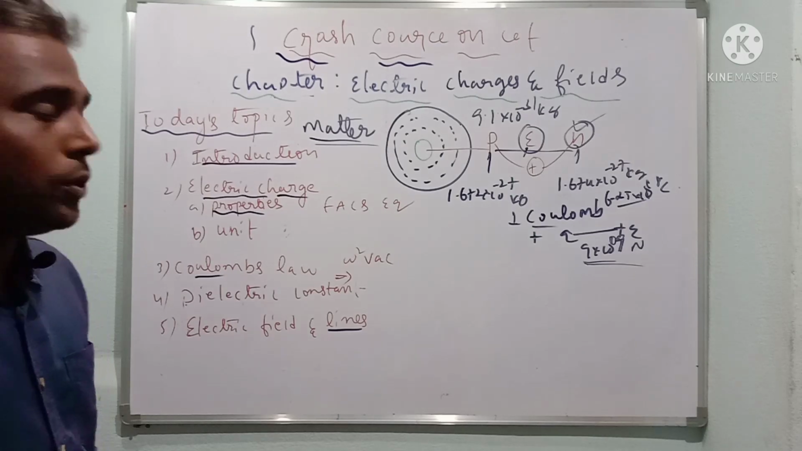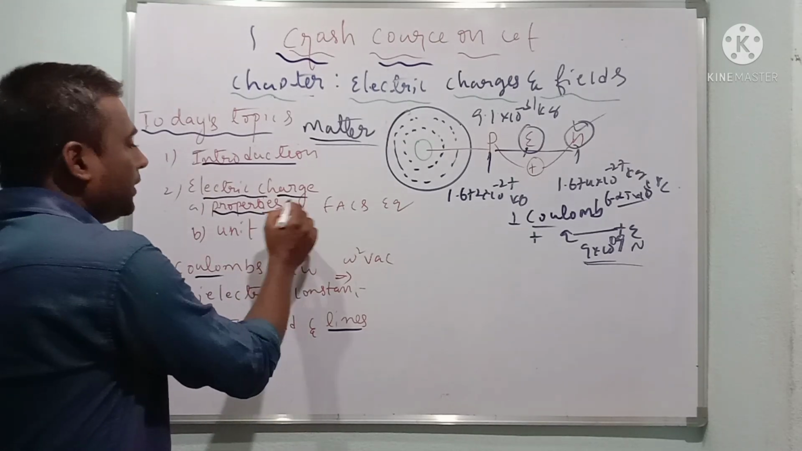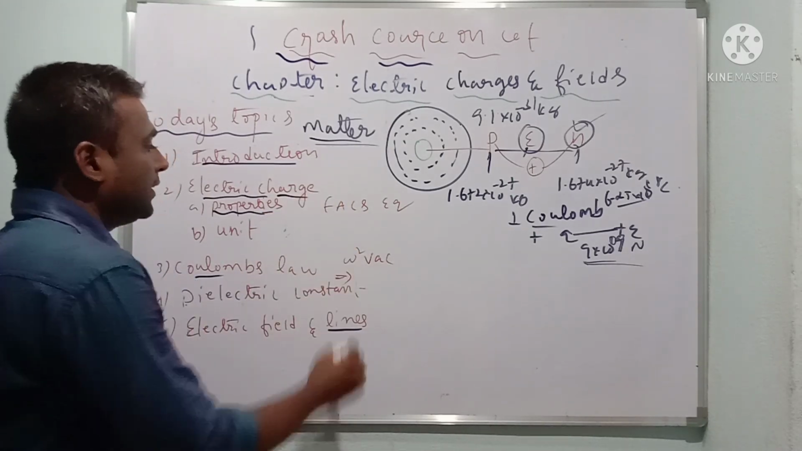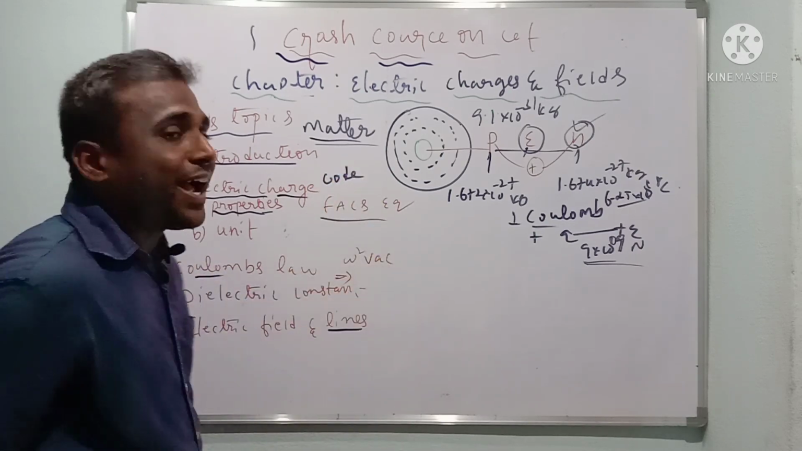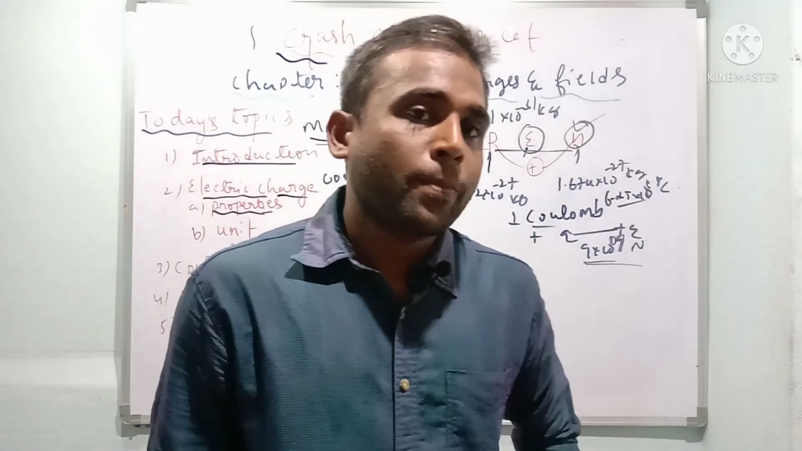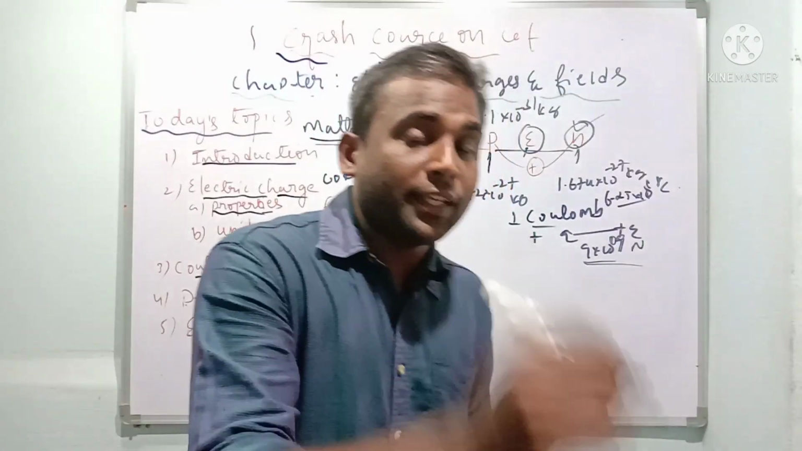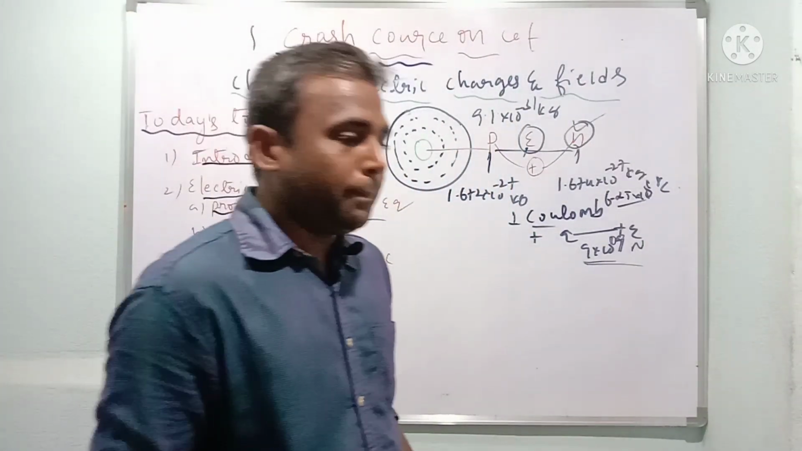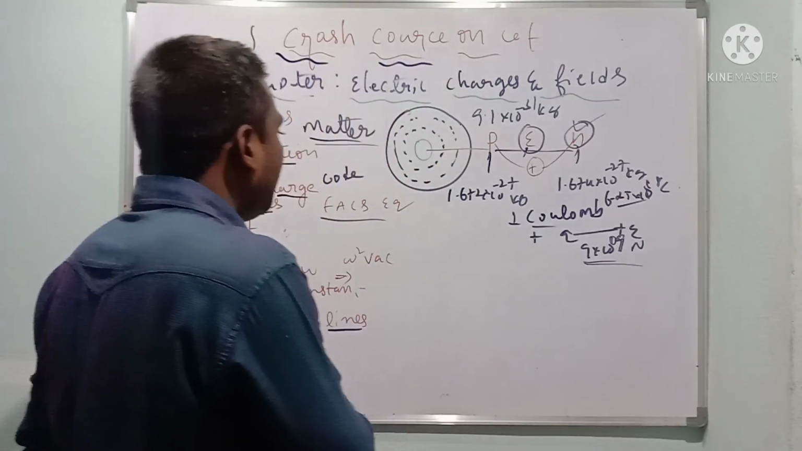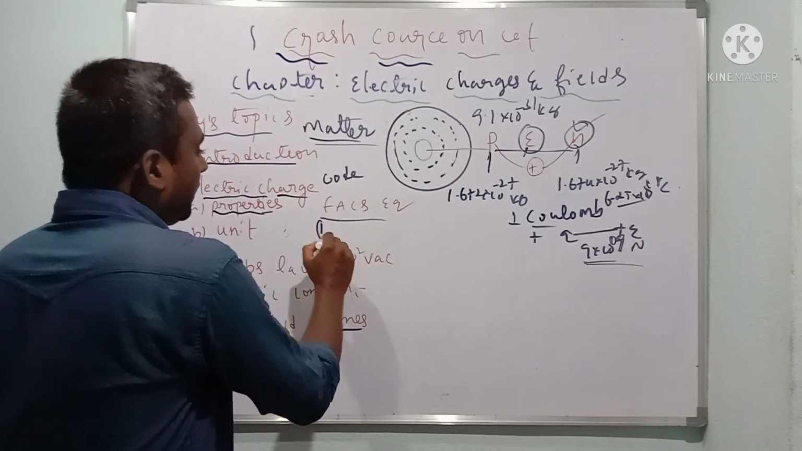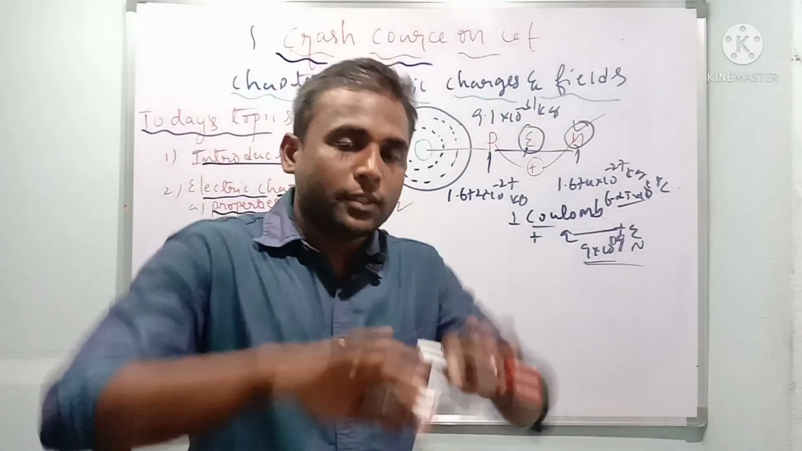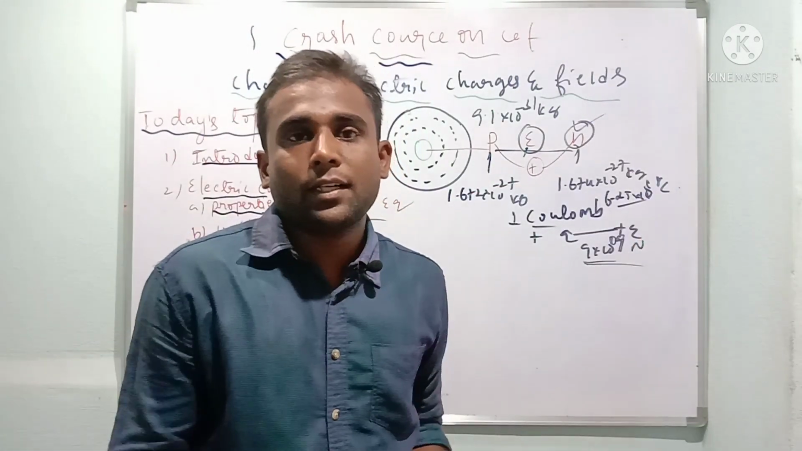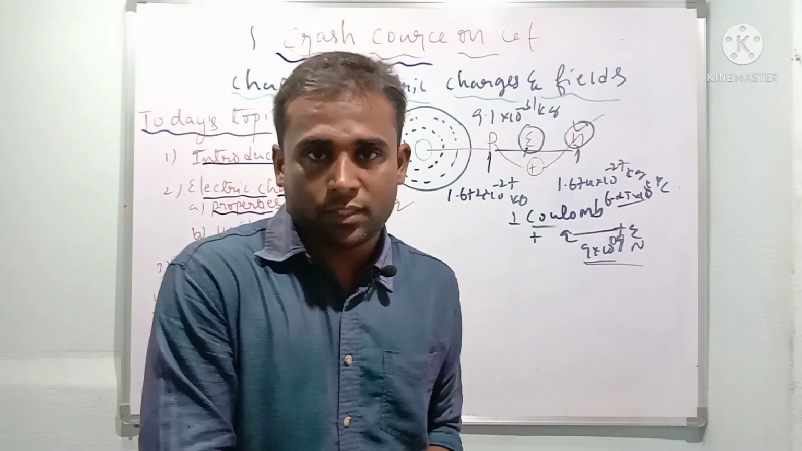Now understand the properties of electric charges. This is the code, children, easy to remember: FACTSEQ. So what is the meaning of FACTSEQ? Very simple, let us understand now. F means the first one is called fundamental property: like charges repel, unlike charges attract in nature.